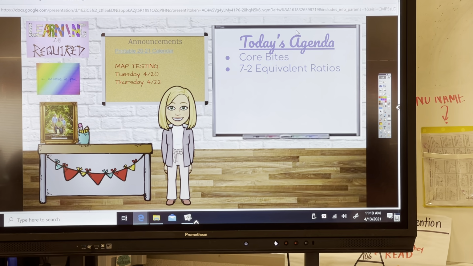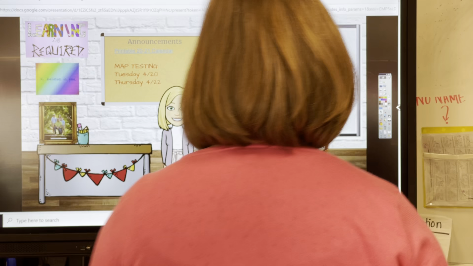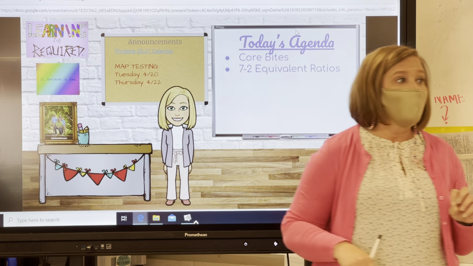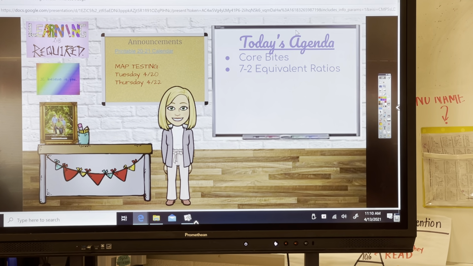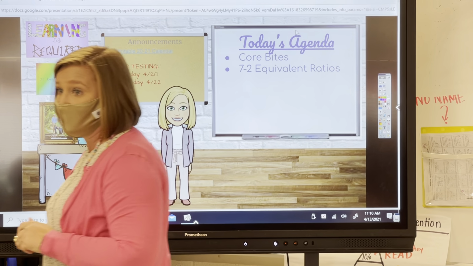I don't want you to be in your table of contents yet because I want you to listen about this part, okay? Next week, we have MAP testing. We have 2 days of MAP testing next week. MAP testing will be on Tuesday and Thursday, okay?